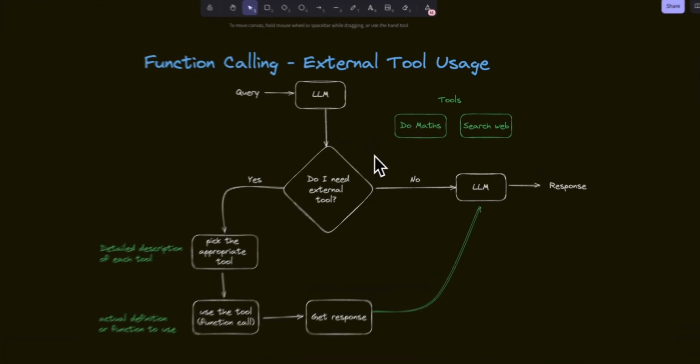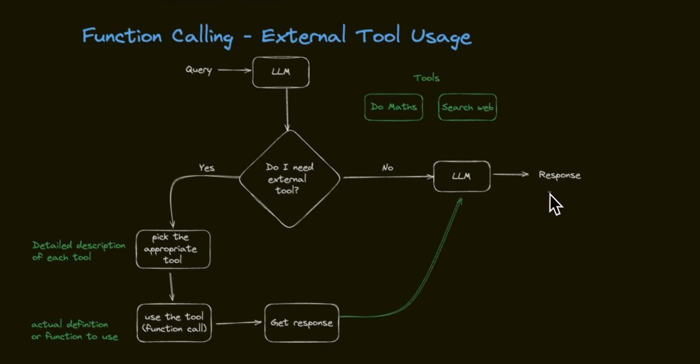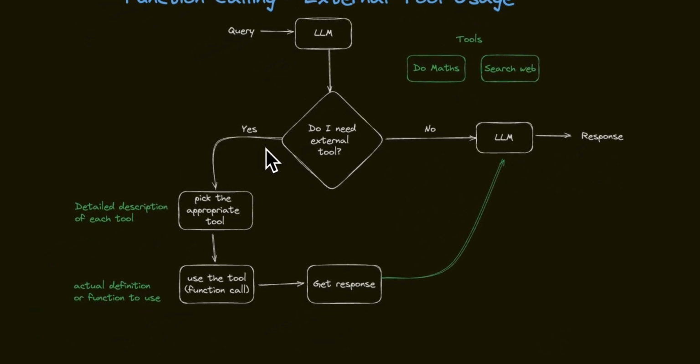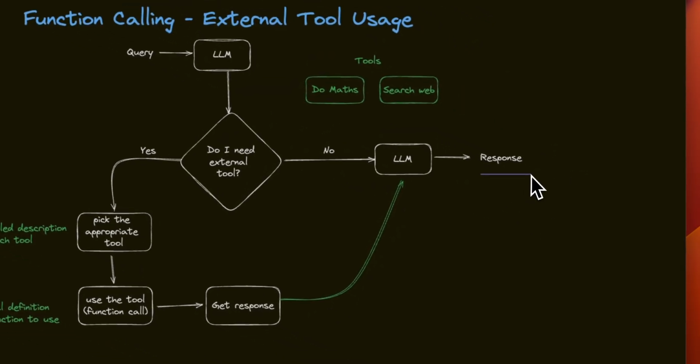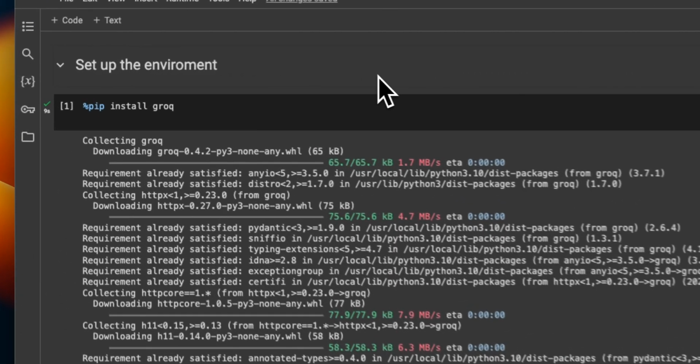I explained this in my previous video. I'll put a link to that video, but here is how the flow looks. The user has a query, then the LLM determines whether it needs to use a function or not. If it doesn't need to use a function, it will just generate the response. If it needs to use a function, then it will pick the appropriate tool to use, get a response from the tool, and pass that response to the LLM along with the initial query, and the user will get a final response.